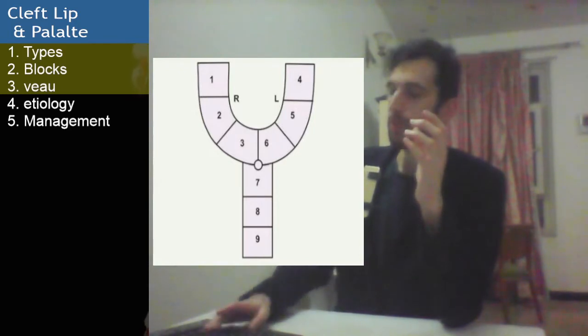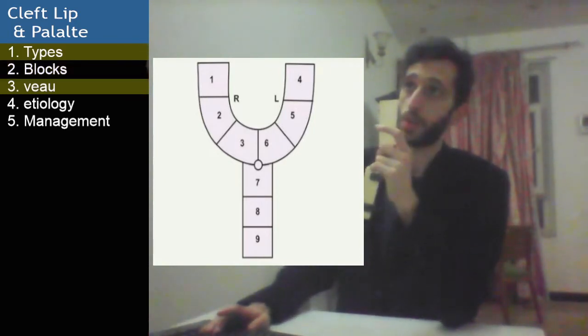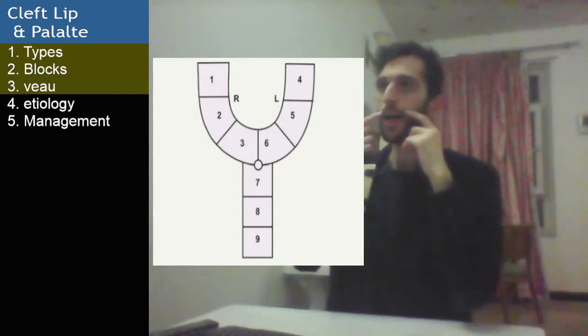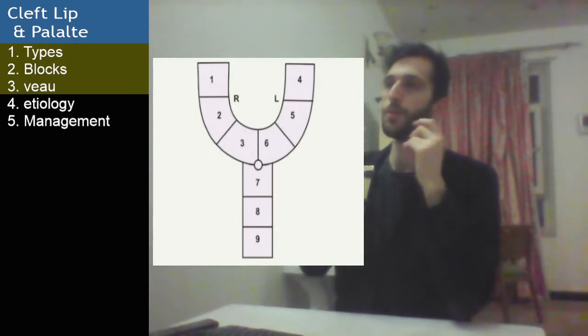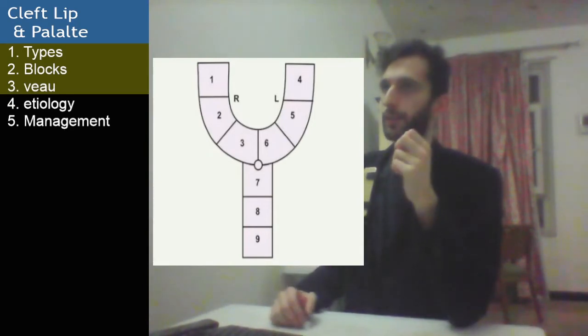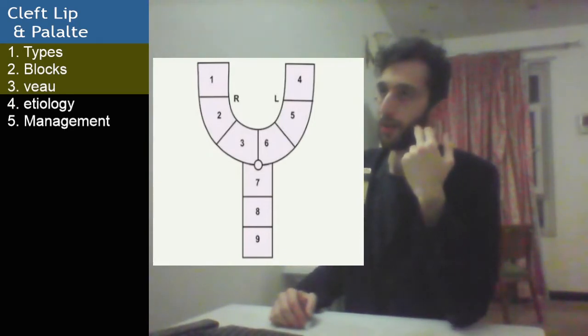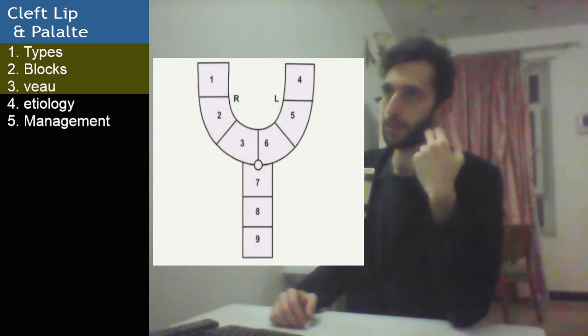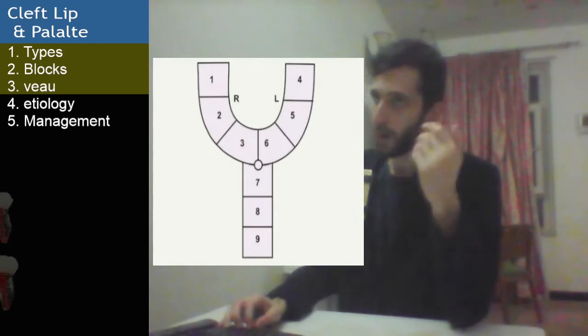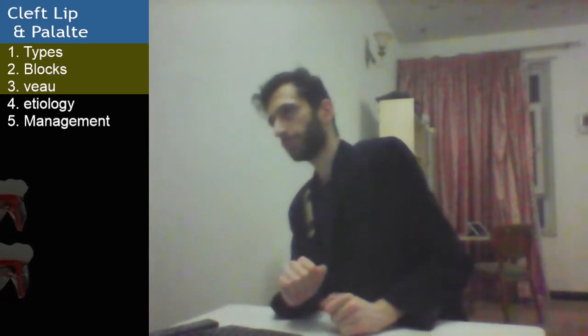And the classification by block was different because it started at the lip with 4 and 1, then 2 and 5, and 3 and 6 are involved with the hard palate. 7 and 8 are at the posterior portion of the hard palate, and 9 is the soft palate.